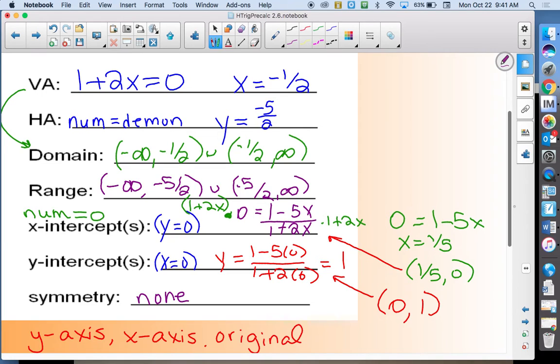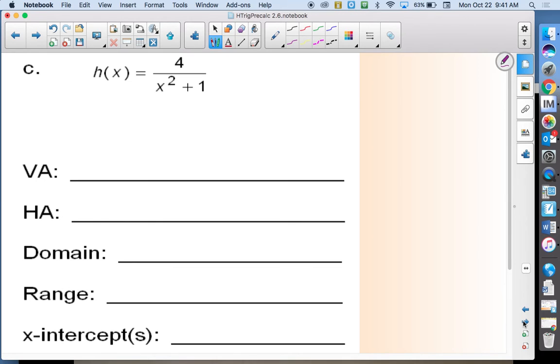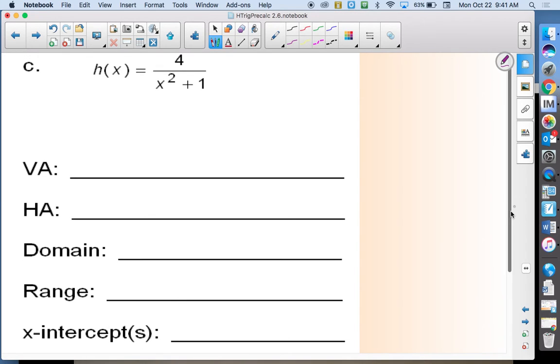Alright, so let's see, which one is it? Let's look at letter C, just going underneath. So vertical asymptote is when you take the denominator and set it equal to 0. What happens when you set this denominator equal to 0?